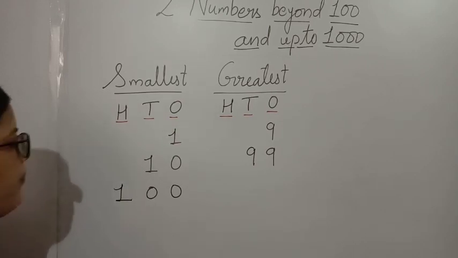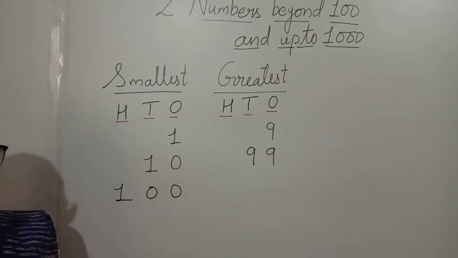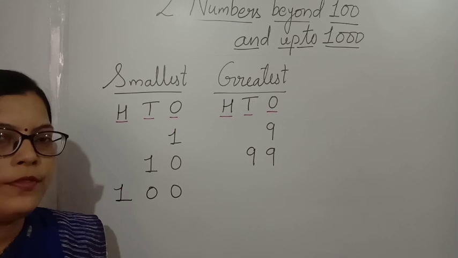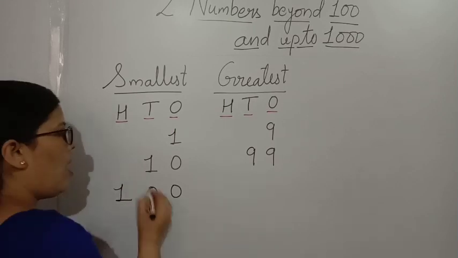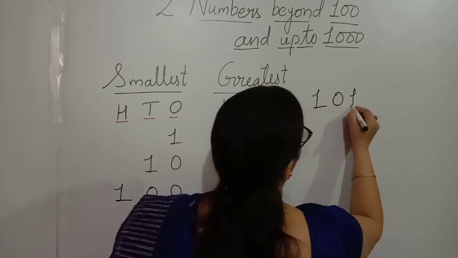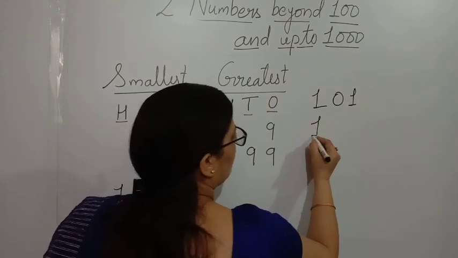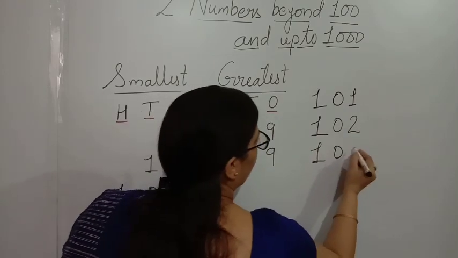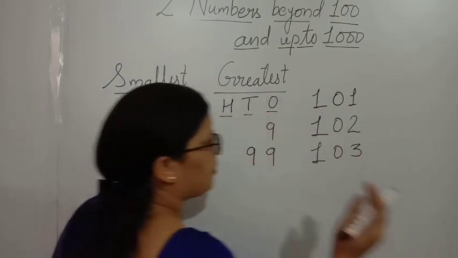As you know, in our number system counting begins from 1: 1, 2, 3, 4, 5 and so on. So after 100, the next number is 101, then 102, 103. In this way the numbers continue.